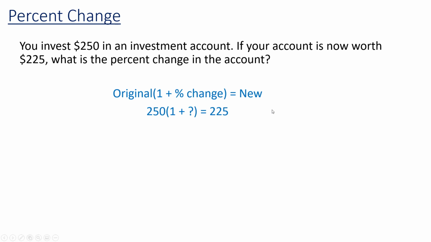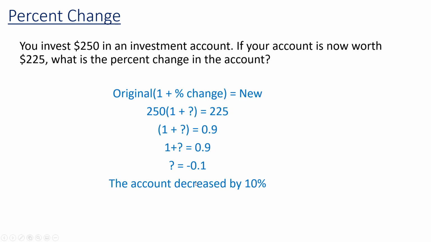Again, same process. We're going to divide by 250 on both sides, drop the parentheses. And now when I go to subtract that 1, I have my question mark equals a negative 0.1. Okay, that negative tells me that it's a decrease. So when we write this out, the account decreased by 10%. So we can look at it and know 250 to 225. It should be a negative because we decreased. That's another way to check your work to make sure it all came out right.